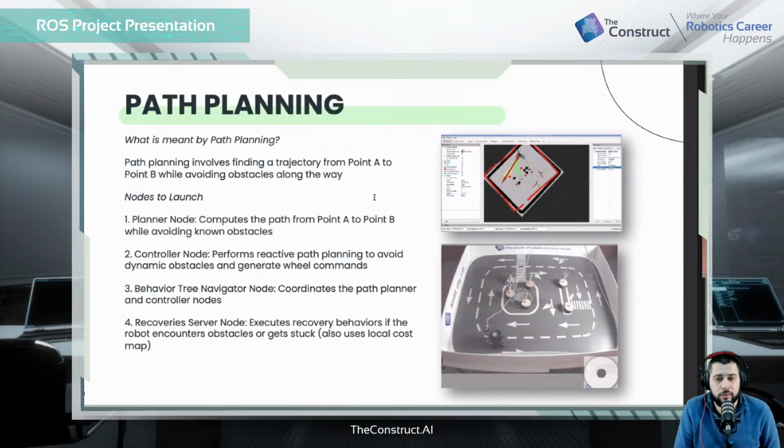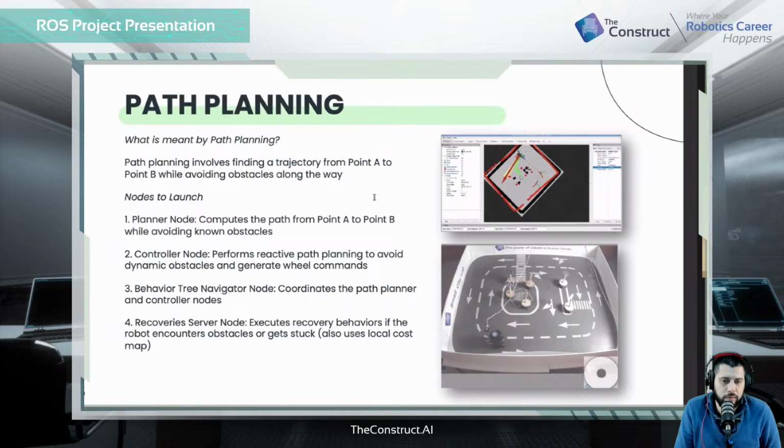So the nodes we launch in path planning: the planner node computes the path from point A to point B while avoiding the obstacles. We launch the controller node, which performs reactive path planning to avoid dynamic obstacles, meaning that if you throw in a bottle or something, it generates wheel commands.